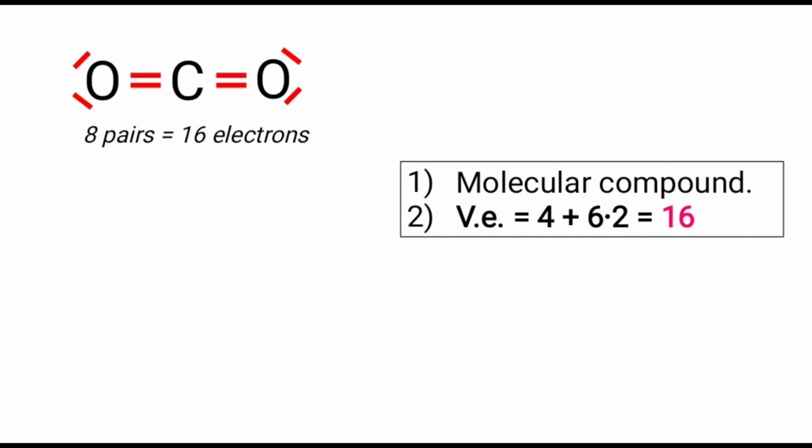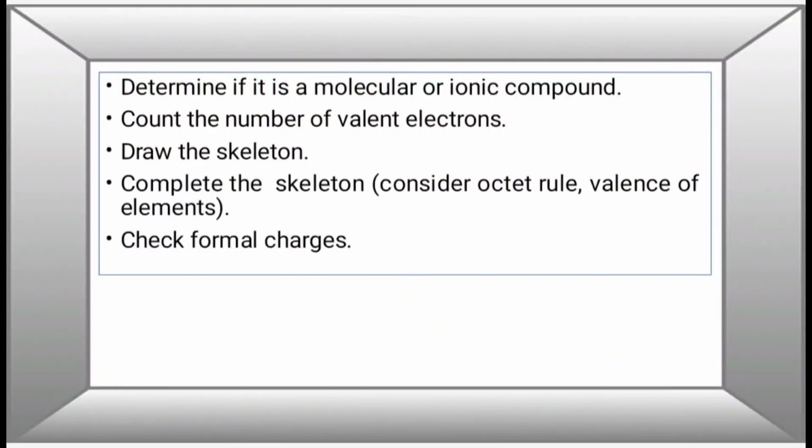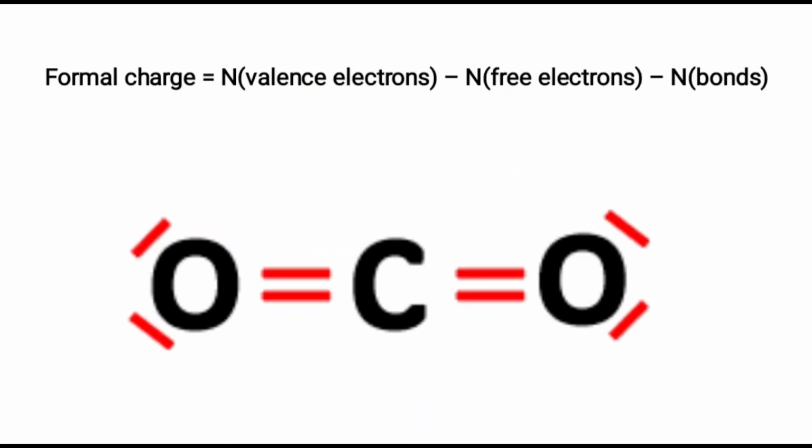And the last one is checking formal charge. We need to check formal charge. Let's just figure out how formal charge is checked. In order to calculate the formal charge, by the way, we do it separately for every element. We take the number of valence electrons of this element minus the number of free electrons around this element and minus the number of bonds around it. Let's review.